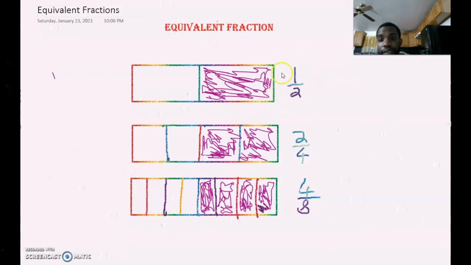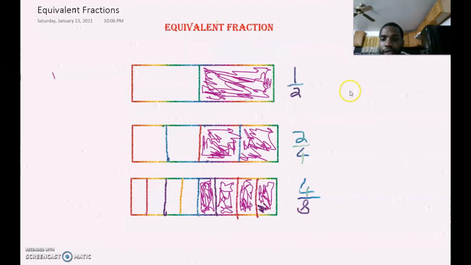Take it that 1 is a half of 2, 2 is a half of 4, and 4 is a half of 8. All of these fractions are equivalent, a half, 2 quarters, and 4 eighths. Now, as you can see, based on my shaded region, they all represent the same portion, because if I were to draw a straight line down the middle, I would have the same portion being shaded.